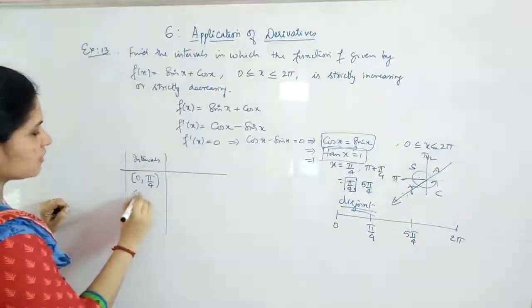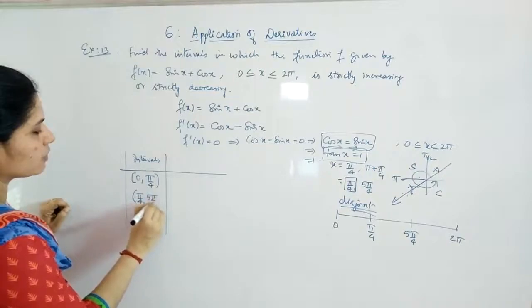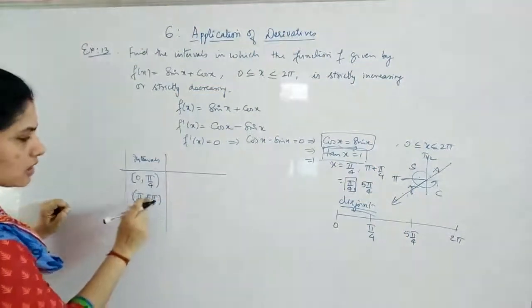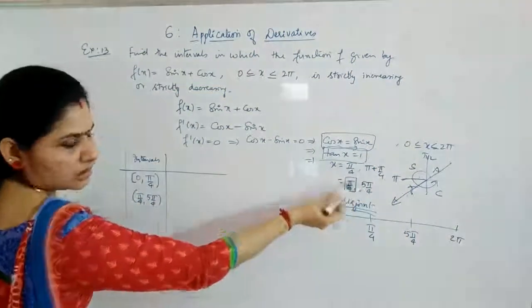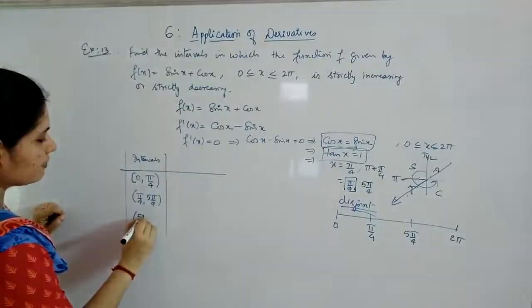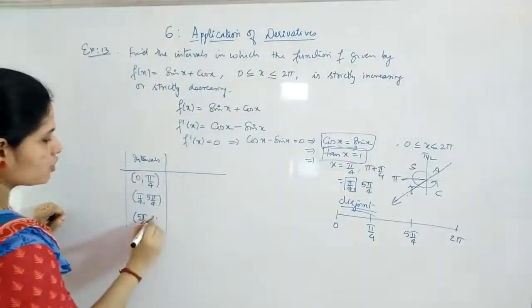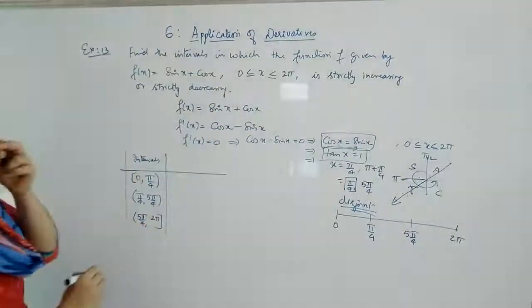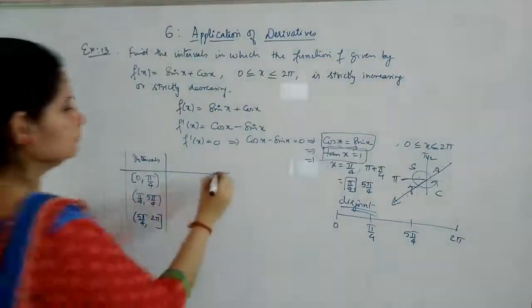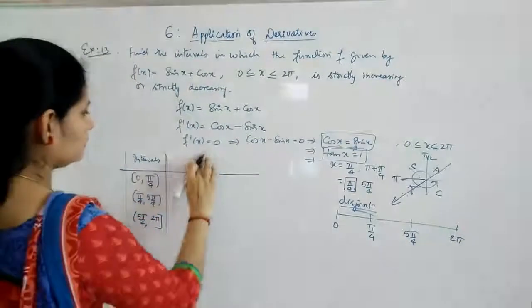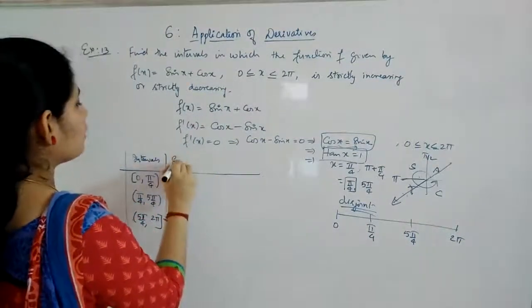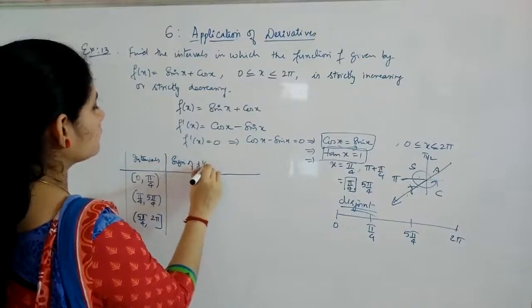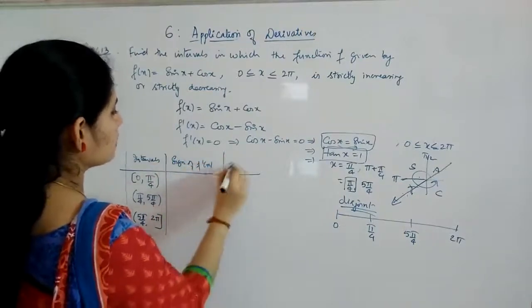Next interval will be pi by 4 comma 5 pi by 4, again open brackets, because that point is also the critical point. Again you have 5 pi by 4 comma 2 pi, but 2 pi is included, so we are just putting it as closed bracket. Okay, now we have sign of f dash and nature of f.